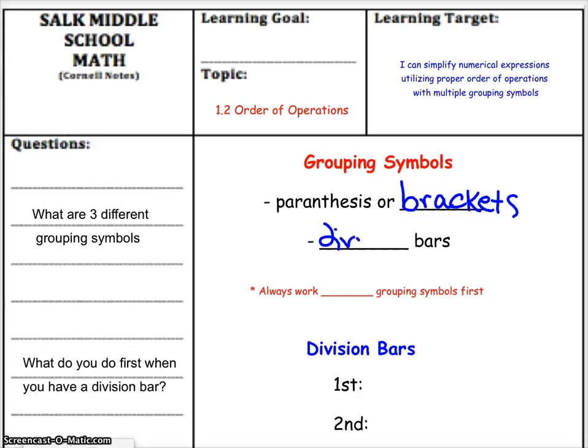Division bars are also a grouping symbol. For example, I might have 3 plus 2 times 2 over 7. I might have something like that. That's a grouping symbol. That's separating the numbers. It's saying there's a top and a bottom. So you have to take care of the top and then you can do the division, okay? And you always work inside the grouping symbols first. It's like a spotlight. It's telling you it's the most important thing you should be worried about.